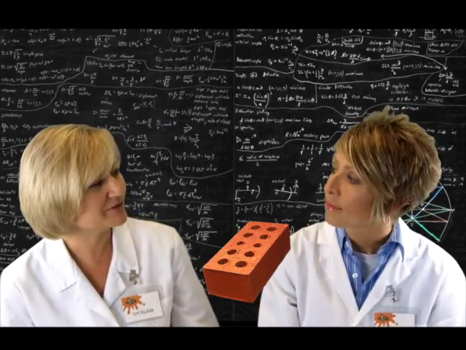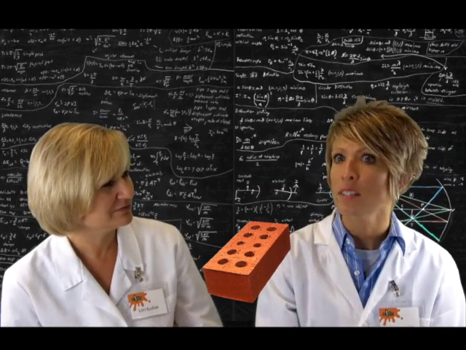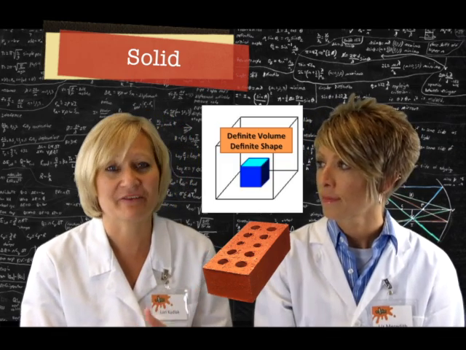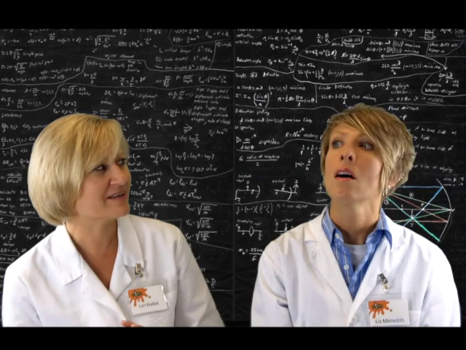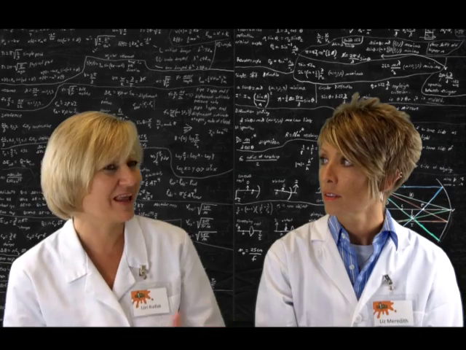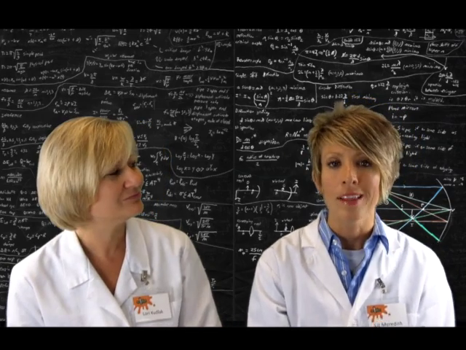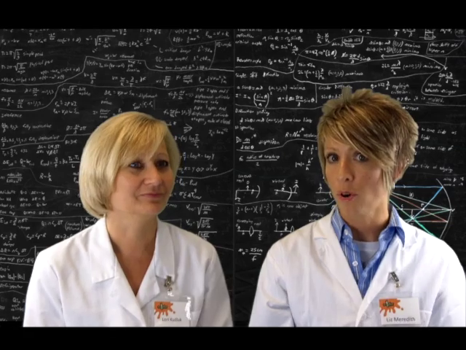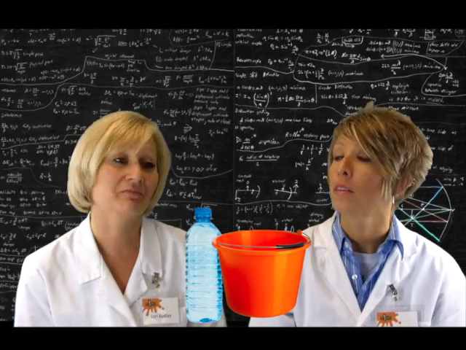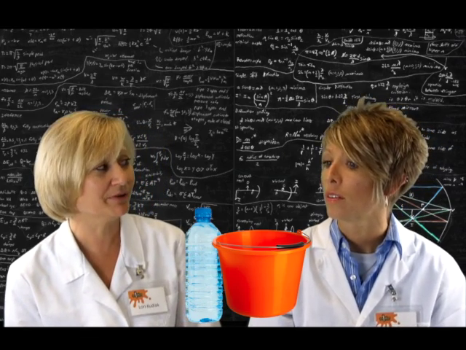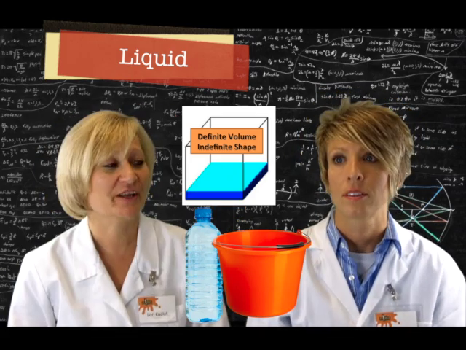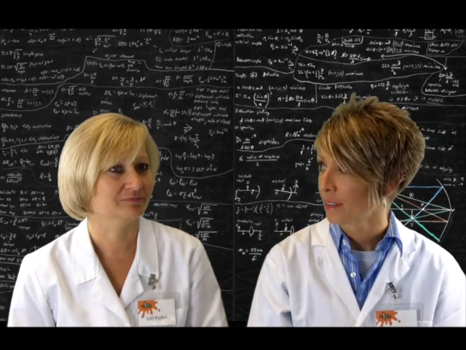So remember that brick that you had? It was a solid. A solid has a definite volume and a definite shape. But if we take something like gas or even liquid, do they have a definite volume? Well, if I start with 80 ounces of water, no matter what container I put it in, it's always going to be 80 ounces of water. Does it have a definite shape? No, because if I spill water, it goes everywhere. So it changes.